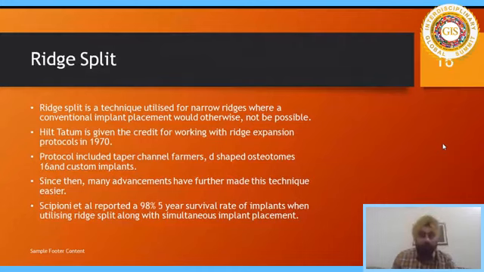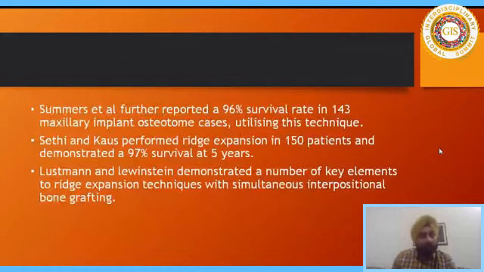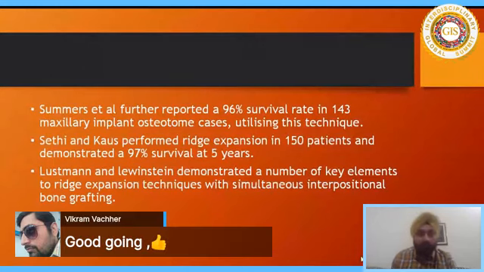Scipioni et al. reported a 98% 5-year survival rate of implants when utilizing ridge split along with simultaneous implant placement. Summers et al. further reported a 96% survival rate in 143 maxillary implant osteotomy cases. Sethi and Kaus performed ridge expansion in 150 patients, and they also achieved a 97% survival rate at 5 years. Lustmann and Lewinstein demonstrated a number of key elements to ridge expansion technique with simultaneous interpositional bone grafting. We can also use interpositional grafting, or if the jumping distance is less than 2 mm, we can just leave it as such.